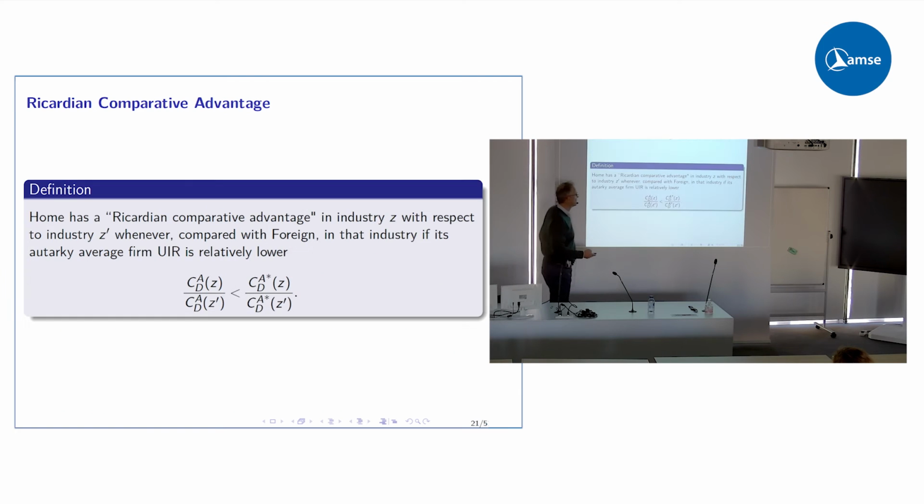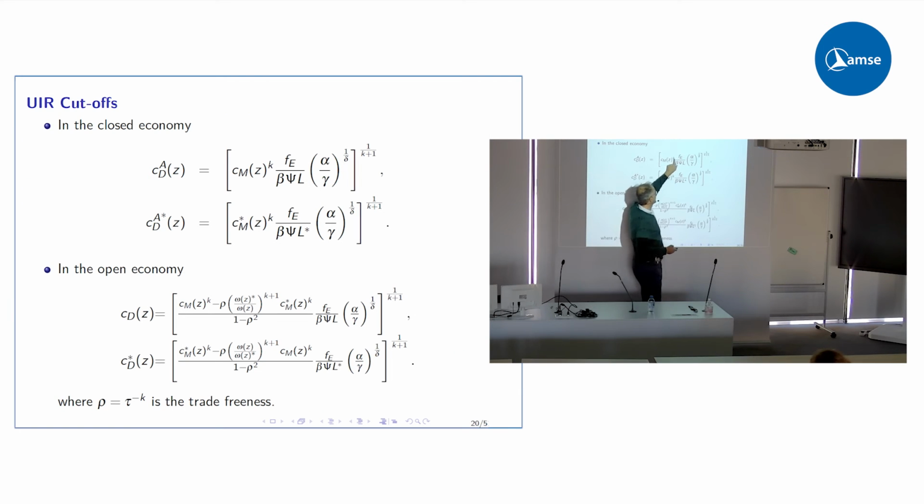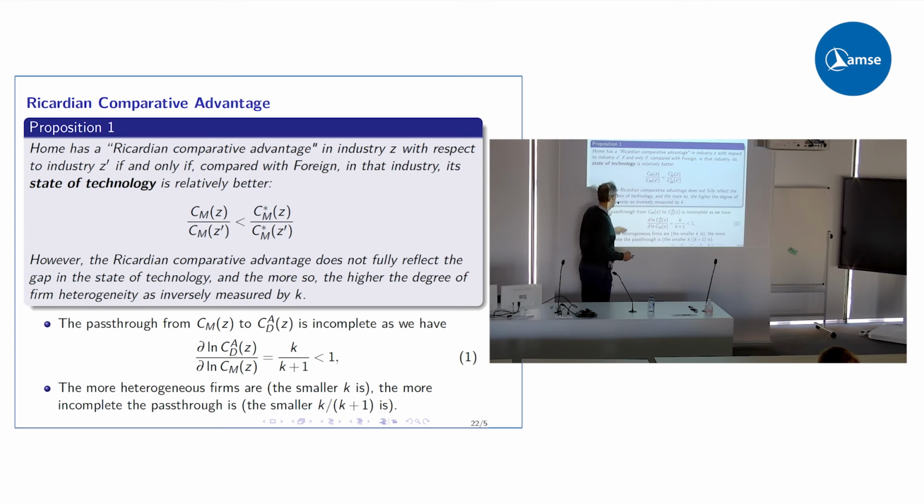What is the difference between the two is this k to the power of k plus 1. And so this is the incomplete pass-through I was talking about, because if you had CES, this ratio would be simply the ratio of the two without any exponent. But since it is not CES, you have k to the power of k plus 1, which is less than 1. And therefore the pass-through from Cm to Ca is incomplete, because if you take percentage change to percentage change, you see that it is less than 1.